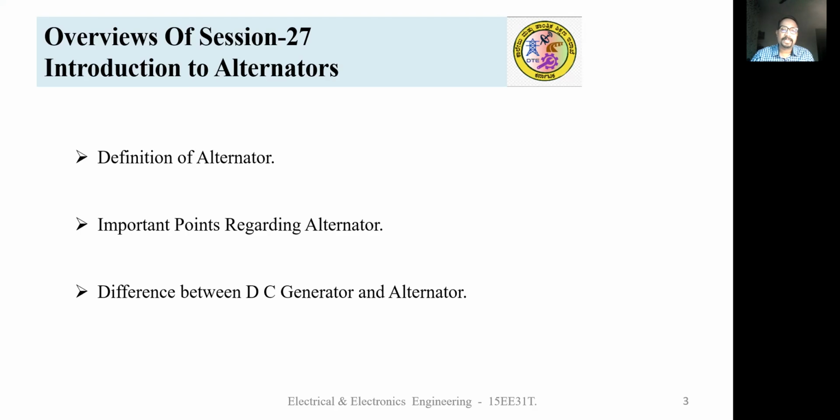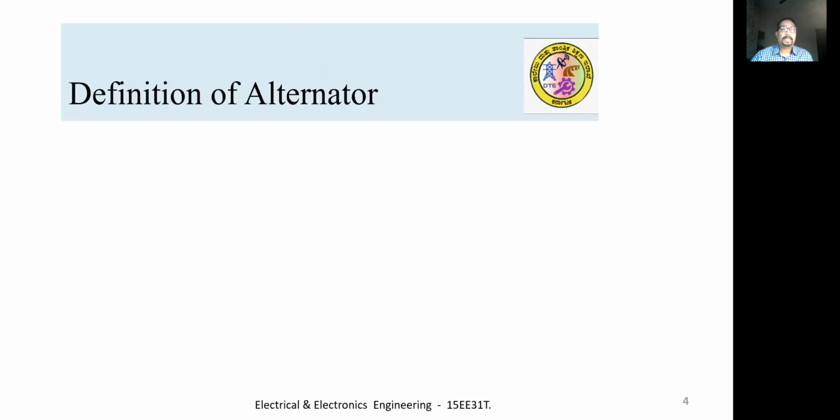Remember, we already discussed the DC generator in unit 1 and 4. So this is unit 4, and we are discussing the alternator. Let us see the definition of an alternator. Similar to how we define a DC generator, try to recall the definition of a DC generator. A DC generator is an electromechanical device that converts mechanical energy into electrical energy in the form of DC.